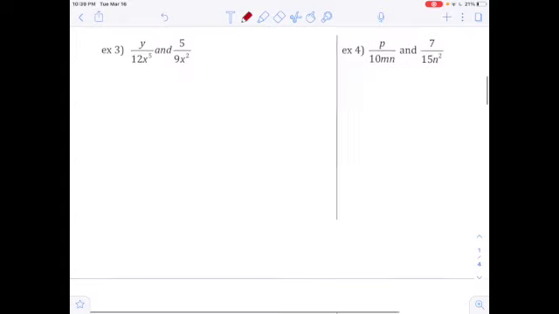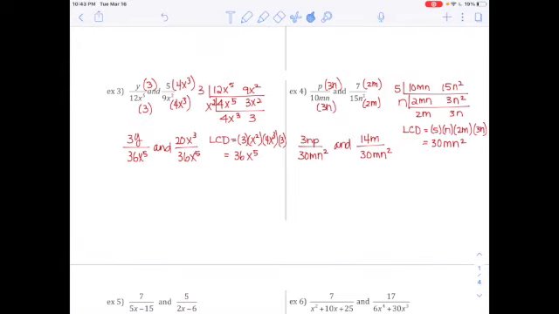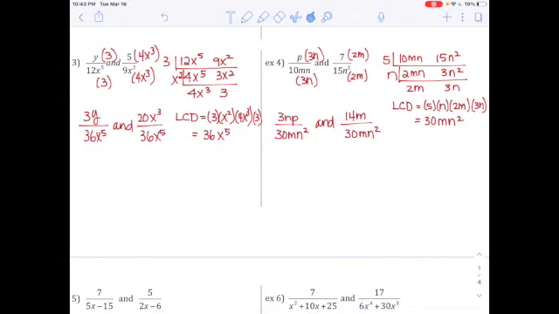Please try example number 3 and 4. I just want you to double check. I put all the process down. For number 3, the lowest common denominator is 36x to the fifth. And you can see it again. It's exactly what I talked about. All the missing pieces, you can get from the process, from the work you see.